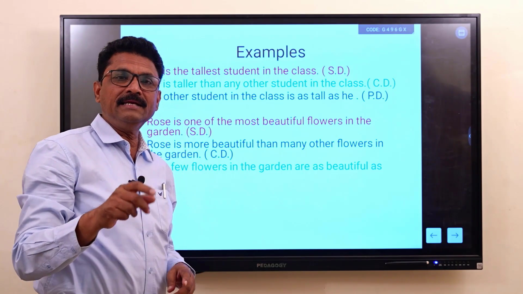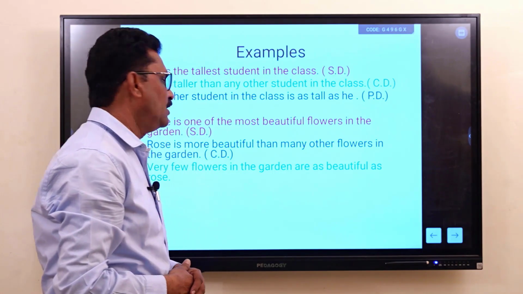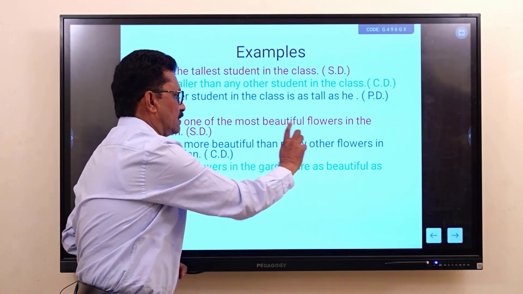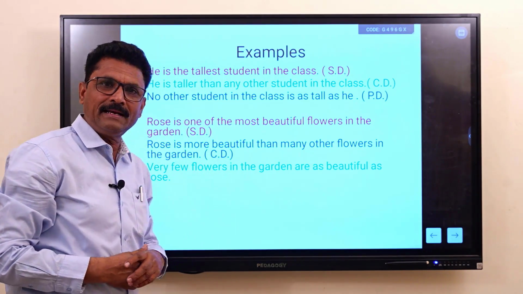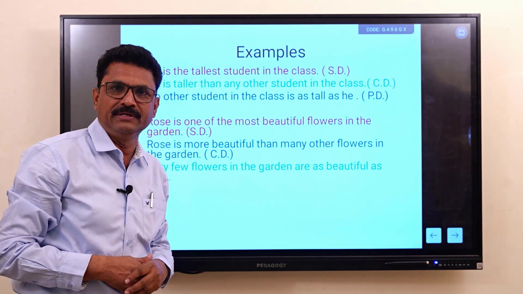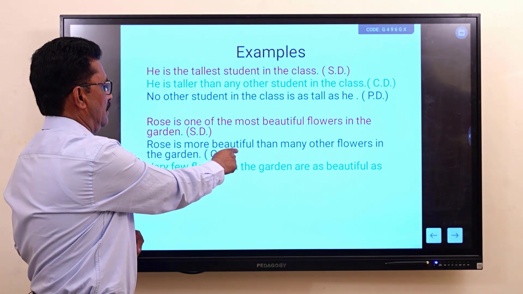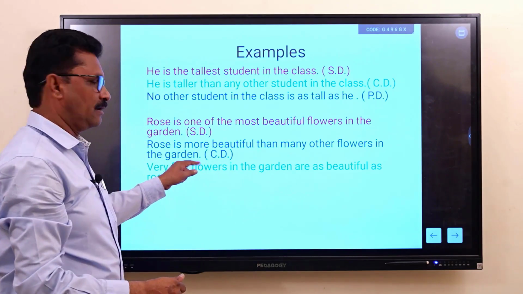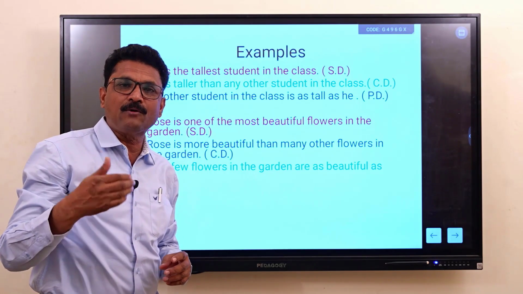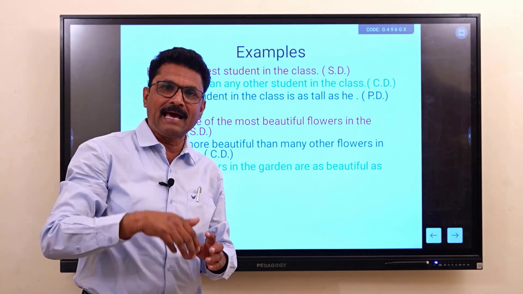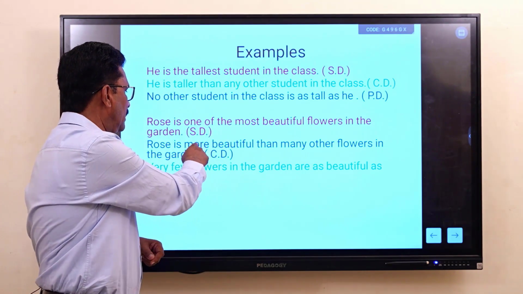If the degree is with one of the phrase, then in comparative degree we can use than many other or than most other. Look here how we converted this superlative degree into comparative degree. Rose is more beautiful than many other flowers in the garden. Here beautiful is a multisyllabic word, that's why we can't add the ER participle for that. And that's why we have used most in a superlative degree and more in a comparative degree.